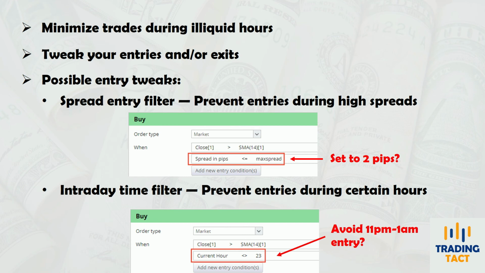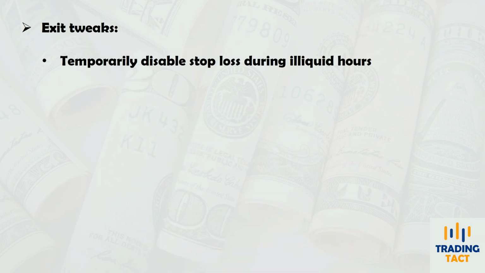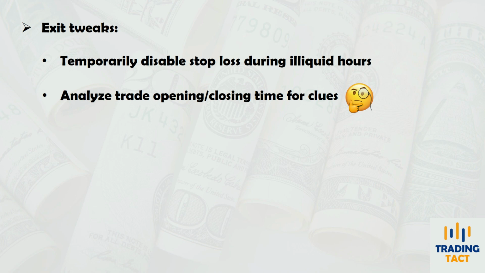Now for exits. If you use a stop loss, which you probably should, you can temporarily disable it during illiquid hours. This will ensure you don't get stopped out because of spread widening. Of course, this also means your trade will be unprotected, but in the long run, you will probably benefit more by avoiding high spreads. If you use another type of exit, you can analyze when your trades are generally closed.